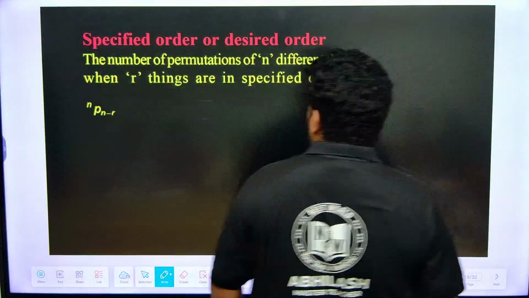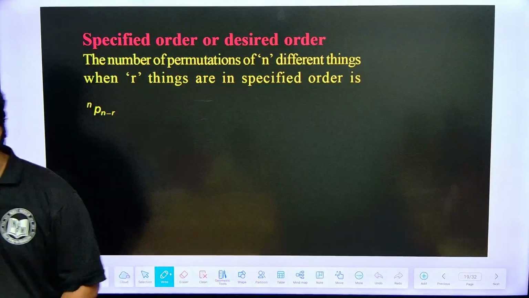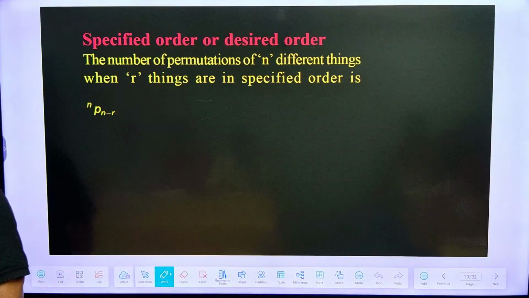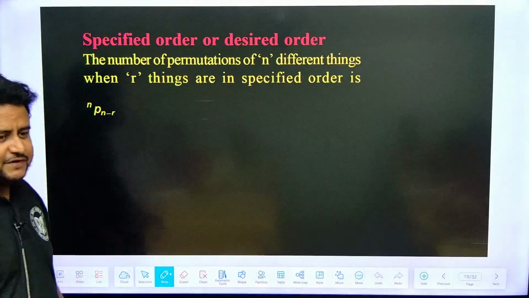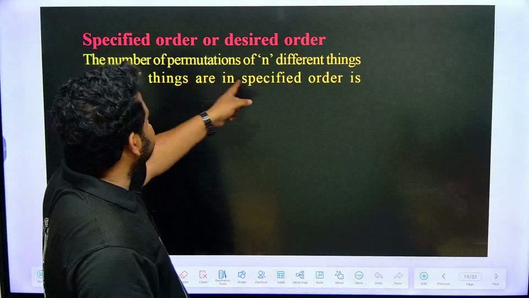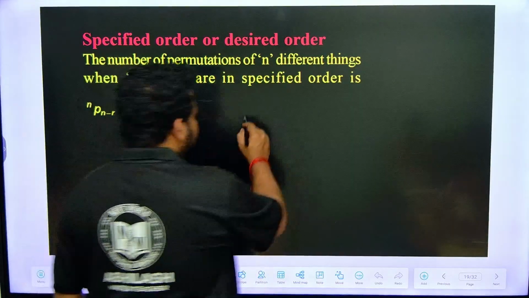Now if you talk about specified order or desired order, just read this. Specified order or desired order means what? See, they are telling the number of permutations of n different things when r things are in specified order. So what word did we take?